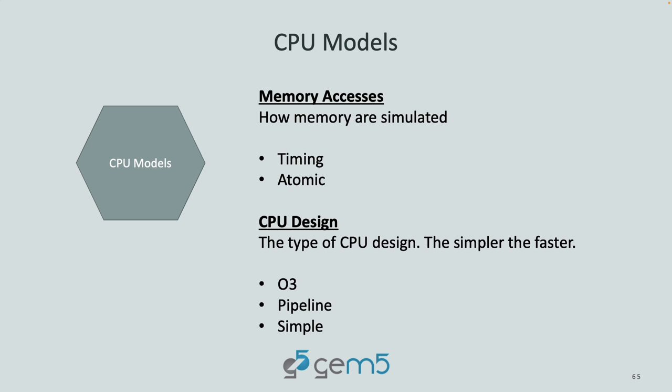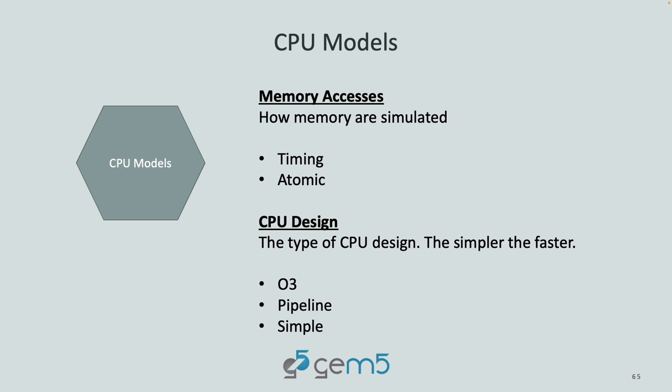So one annoying thing with CPU models is we often talk about two different things. I don't think they're very closely related. Just bear with me: how the memory accesses work in gem5, and the actual CPU design. There are more slides on timing and atomic, but the first thing when you choose your CPU model is, how is memory accessed?